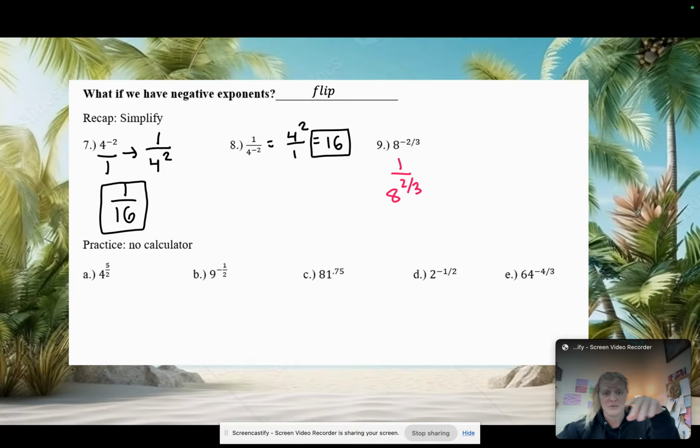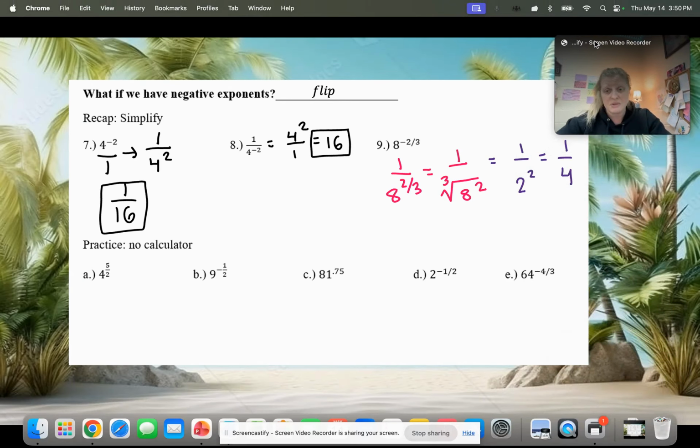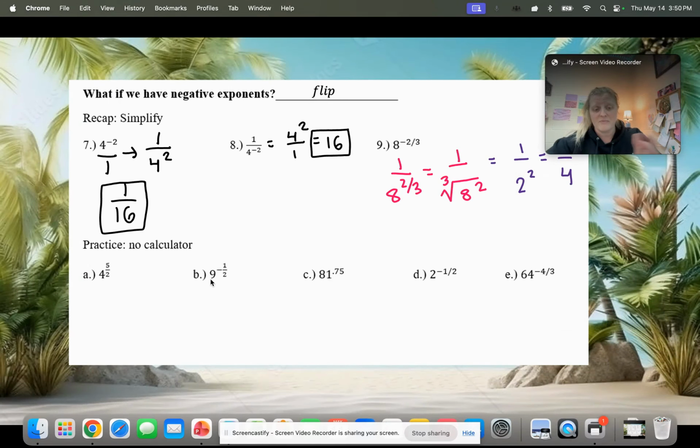So the first thing I would do is I would flip it, make it 1 over 8 to the positive 2/3. Then I would change this to root form. Cube root of 8 squared. And personally, I probably would just do the cube root of 8 first and make that 2. Then apply the squared, so the final answer is 1 over 4. So that's what we're going to do with these couple ones. We're just going to practice going from that exponent to that root form, and we might have to do some flipping.